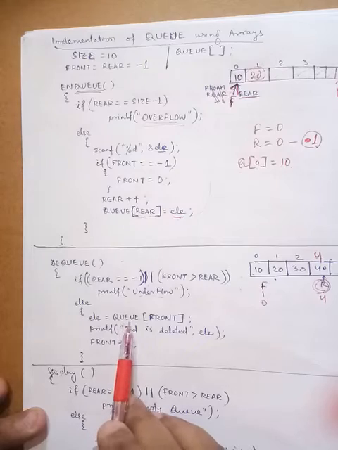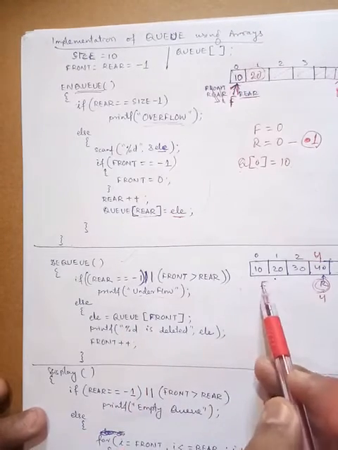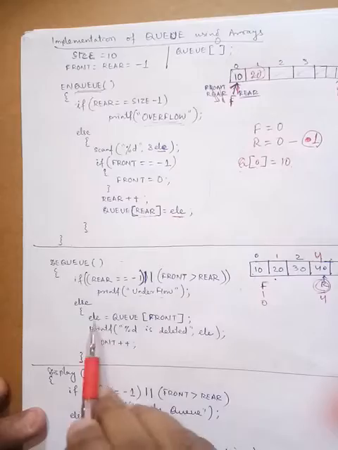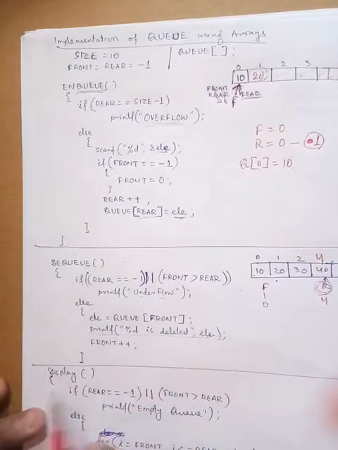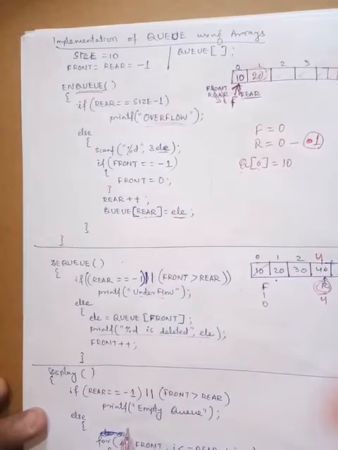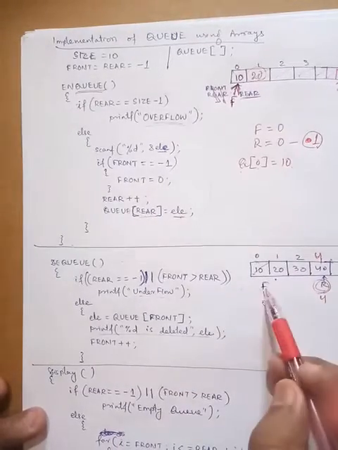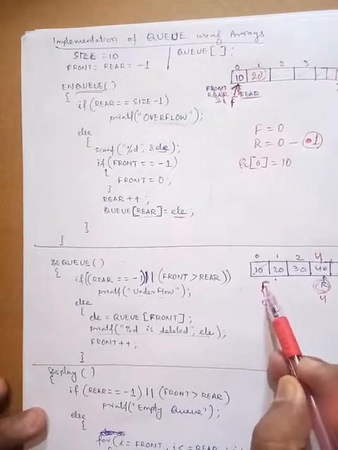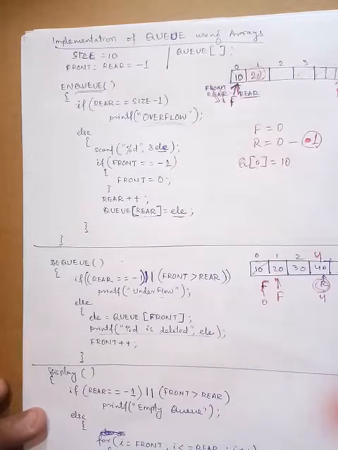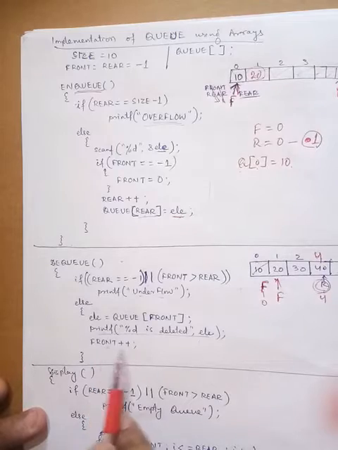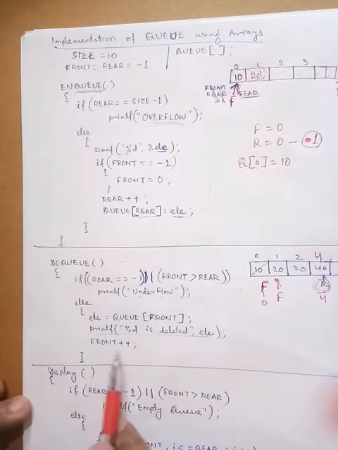Now Q of front, this is the front end, Q of front will be deleted, that will be assigned to element and that will be displayed. So now this element will be deleted. After that, this pointer value or F value should be incremented, that should point to this location. So that's why we have incremented the value, front plus plus.